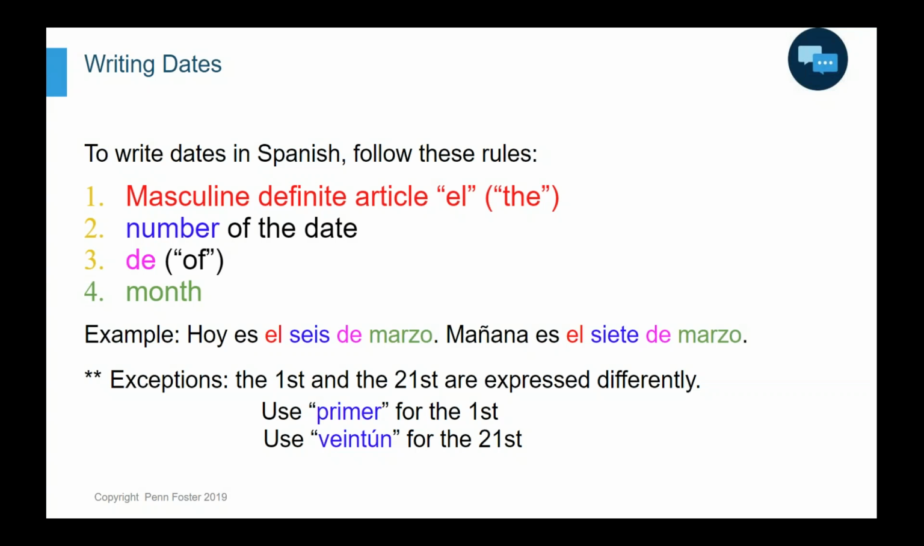So as you can see, looking at the colors from the top and the colors in the examples, you can see each part of the date written out. There always are exceptions in Spanish. You can see that the 1st and the 21st are expressed differently, using primer for the 1st and 21 for the 21st. All the rest of the dates are going to be formed normally.